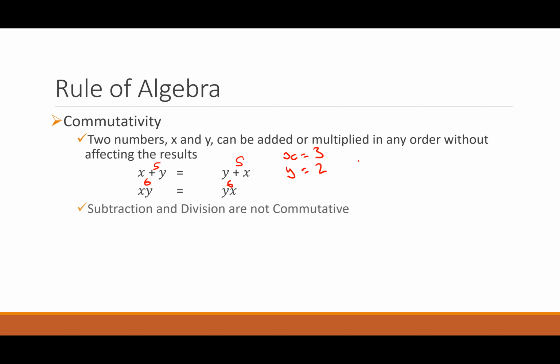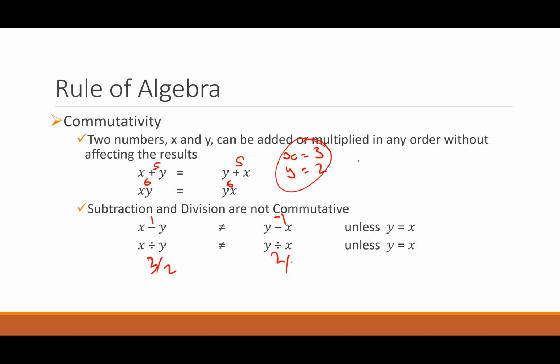Now, what about subtraction and division? Well, they are not commutative. For example, if you did x minus y, or if you did y minus x, you would get different results. If we take the same numbers as previously, if you do 3 minus 2, you get 1. If you do 2 minus 3, you get minus 1. They are not equal. Okay, it's very important. Same thing with division. x divided by y does not equal y divided by x. So again, x divided by y in this case is 3 over 2, and y divided by x equals 2 over 3, and they are not the same results.